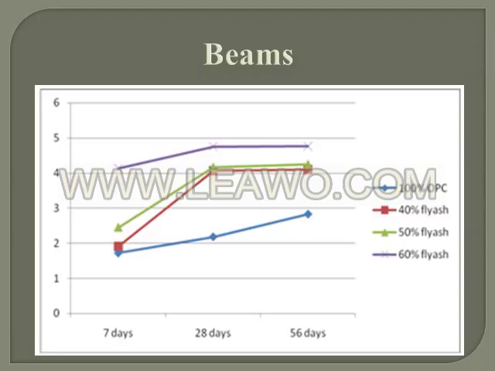Finally, we conclude that the 60% fly ash mix gives the highest strength in all cubes, cylinders and beams for every 7, 28 and 56 days compared to every other mix. So, finally, 60% fly ash gives the best result and can be adopted for essential uses.